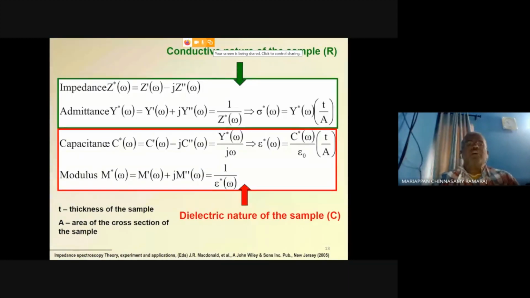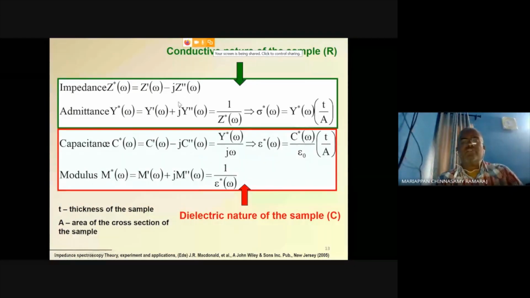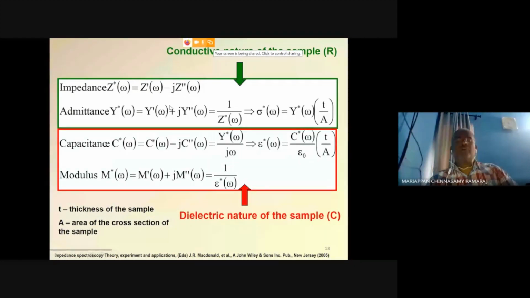Okay, so from this measured impedance, we can convert the data into admittance, which is the inverse of the complex impedance. Of course we can also convert into capacitance or dielectric constant, or permittivity, and then we can convert this into modulus, which is the inverse of the dielectric constant or permittivity. So you can analyze the electrical property of the material in any one of these four representations, because each one has its own advantage.